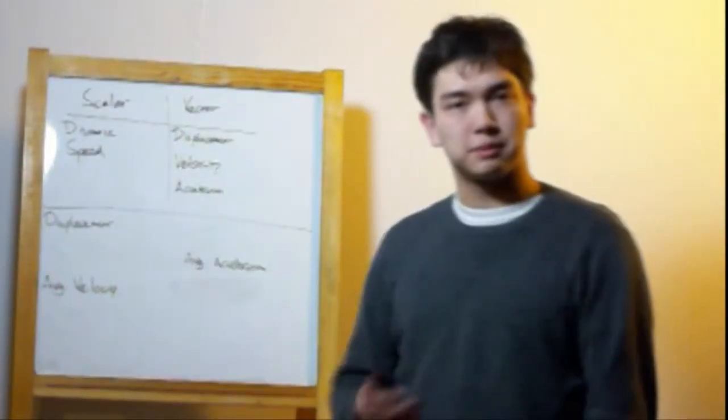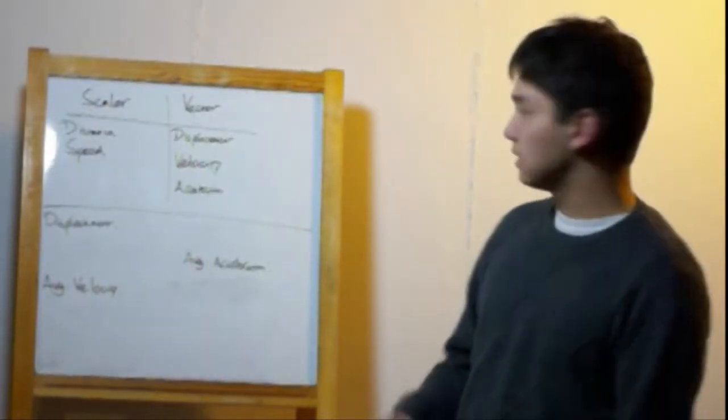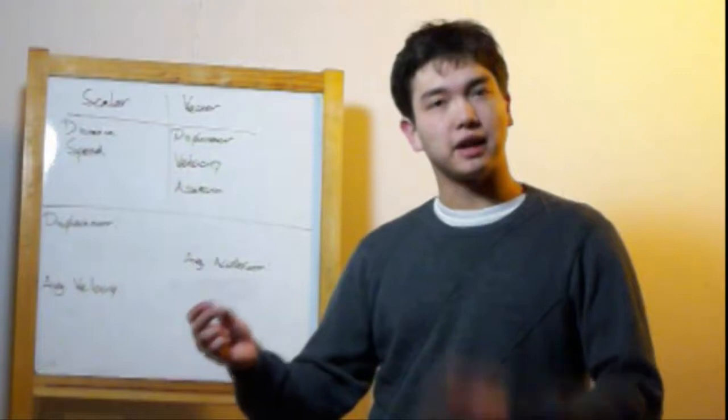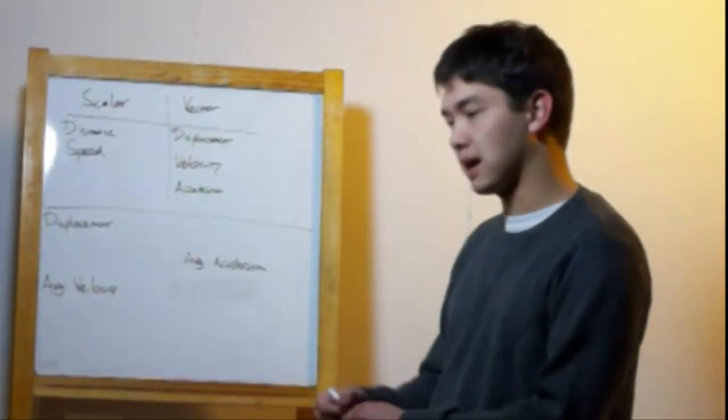Distance is a scalar measure of space, and we're going to measure that typically in meters. Displacement is a vector measurement of space, and it's defined as the distance between your starting point and your ending point. We can illustrate that mathematically.